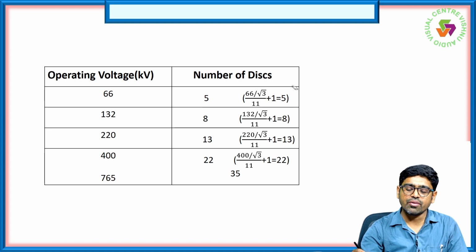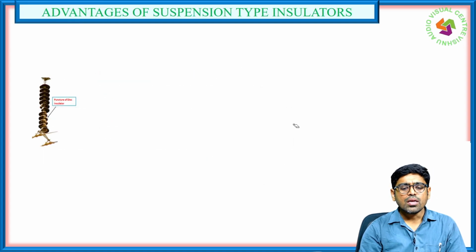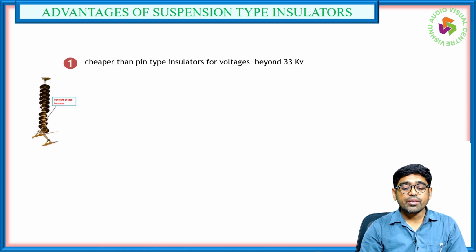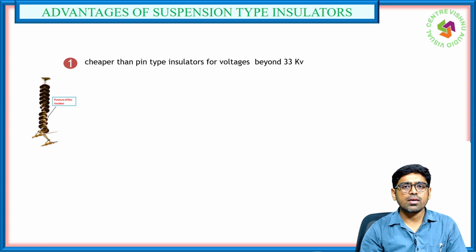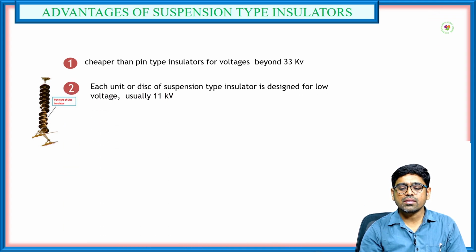The advantage of the suspension type insulator is that it is cheaper than the pin type insulator for voltage beyond 33 kV. So beyond 33 kV it is cheaper, and each unit of disc in a suspension type insulator is designed for low voltage, usually 11 kV.